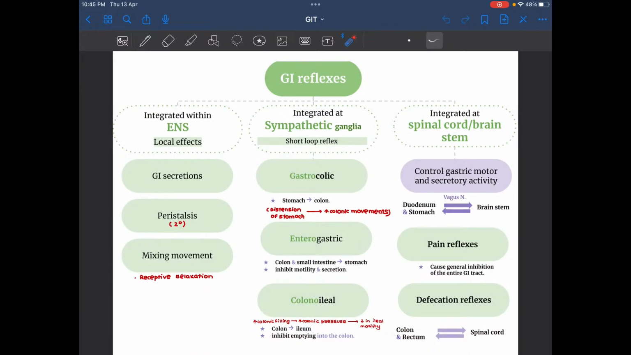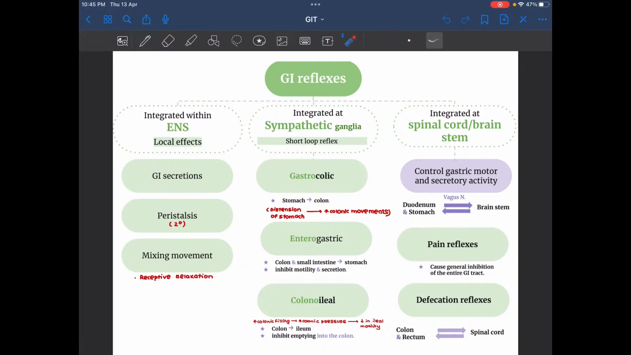Now let's discuss something about the GI reflexes that we have. Some of them we have already discussed. For example, the gastrocolic reflex we have already discussed. So GI reflexes, we have 3 types. One is integrated within the enteric nervous system, what we call local effects, of which we have studied very good examples, that is your peristalsis or your mixing movements or something like that, right, receptive relaxation.